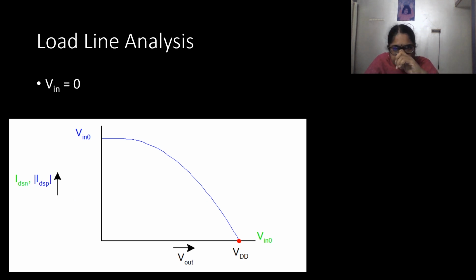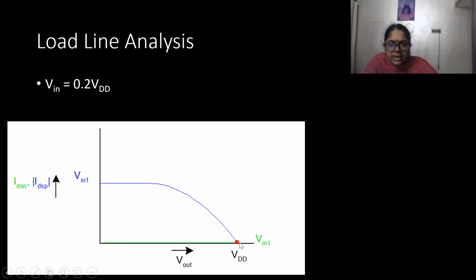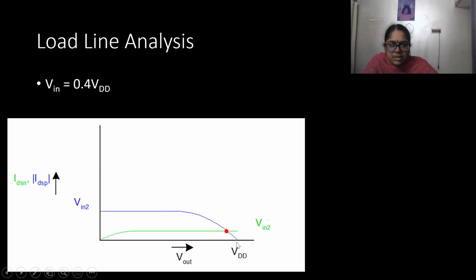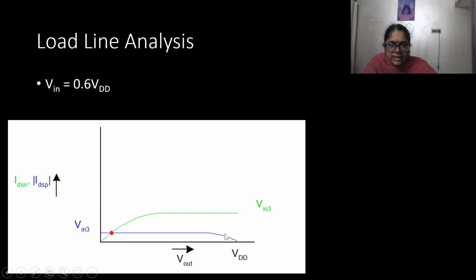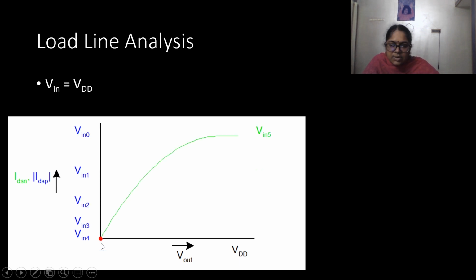here in this particular case Vin is equal to 0. So when Vin is equal to 0, the 0 point has been mapped. Similarly, Vin is equal to 0.2, slightly greater than 0. Next, Vin is equal to 0.4 VDD, the intersection point has been taken. Vin is equal to 0.6 VDD, the intersection point has been taken. Similarly, Vin is equal to 0.8 VDD and Vin is equal to VDD.